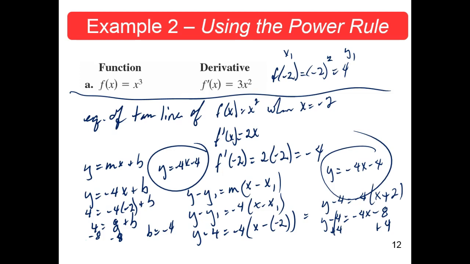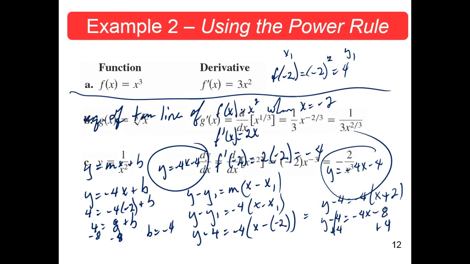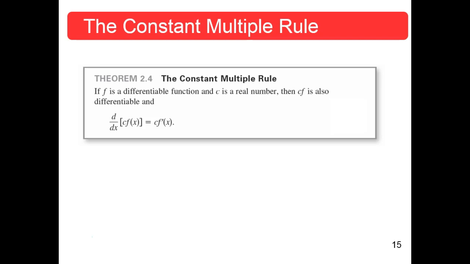Okay. So now I think we're ready for the constant multiple rule. Now the theorem here: if f is a differentiable function, which we're always going to assume it is, and c is any real number, positive, negative, fraction, decimal, rational, irrational, it doesn't matter. Even 0 will work too. 0 is not very interesting though. Then c times f is also differentiable.